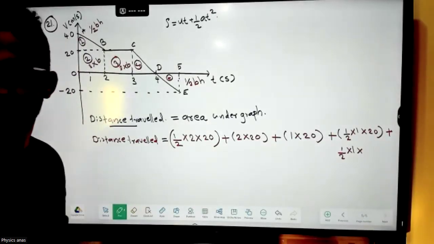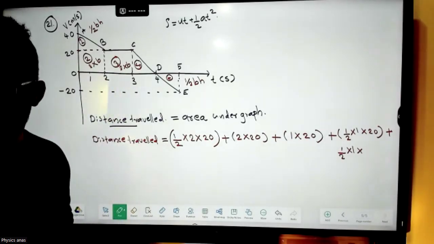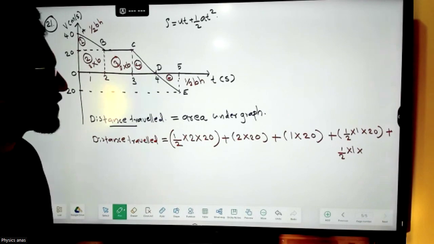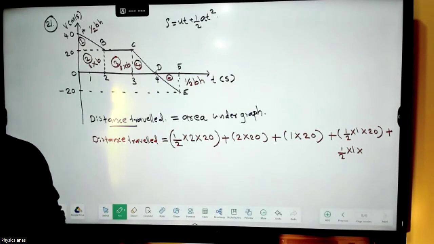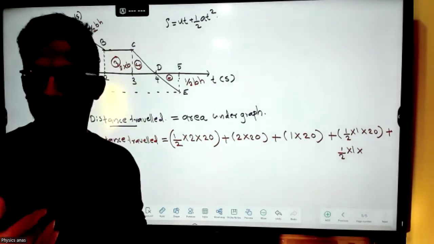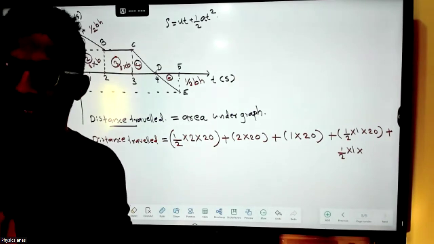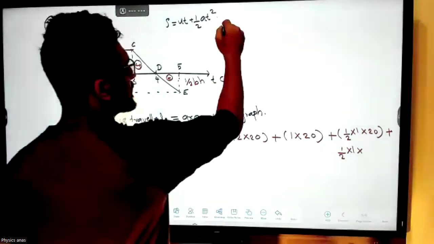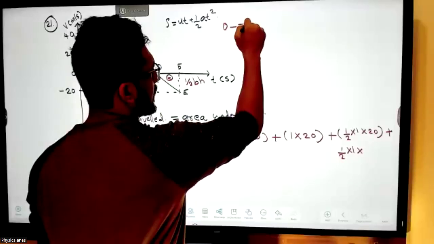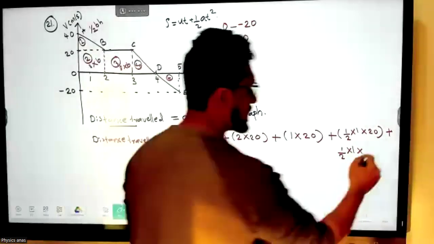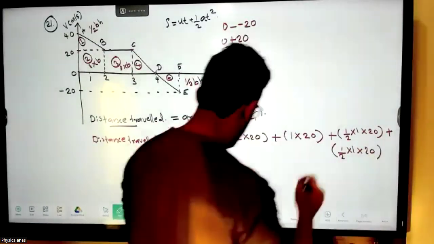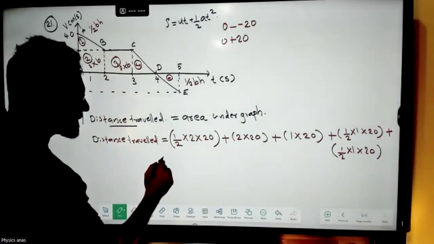H is height. This is velocity. Velocity is becoming negative. Area cannot be negative. So H is from 0 to minus 20. What is that? 0 minus minus 20. That's 20. Right? 0 to minus 20 means 0 minus minus 20. 0 is the greater one. So 0 plus 20. That's 20. Okay. So that's 20, and you will get a distance traveled.